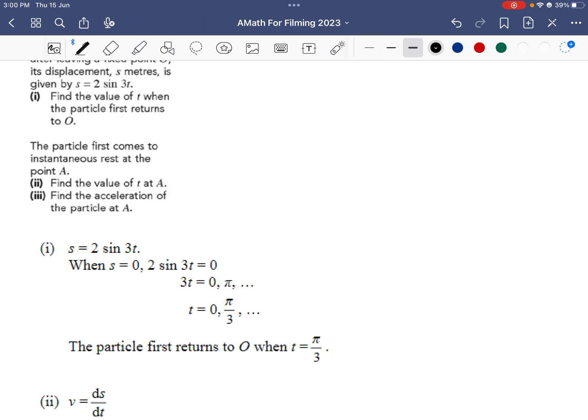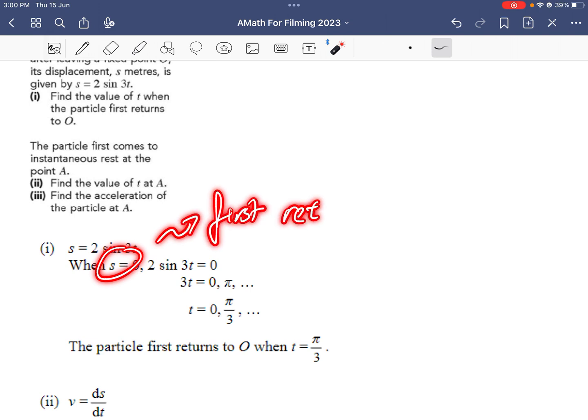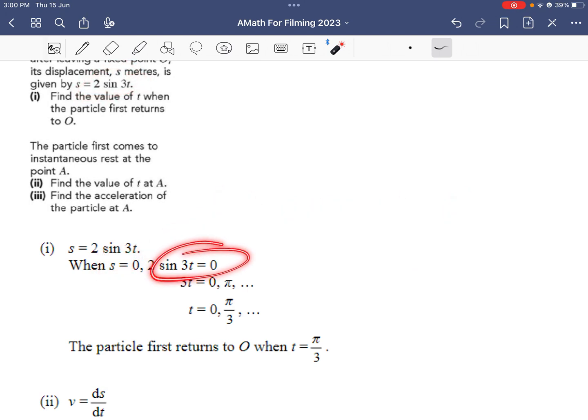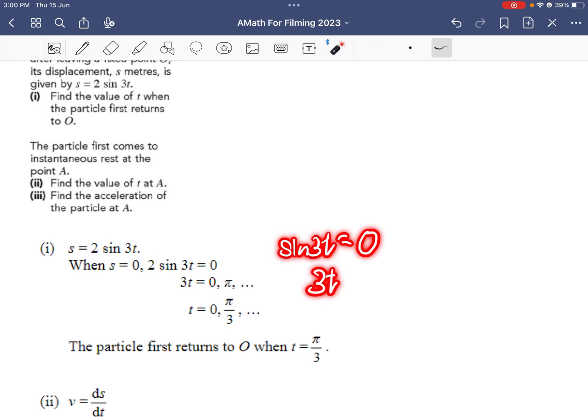First returns to O. First returns to O means that displacement is 0. So this portion here is the first return to O. At O, the displacement is 0. So if we solve 2 sine 3t equals 0, sine 3t is equal to 0. Where is the sine function 0? At 0, at pi, at 2 pi, and so on. So you divide by 3, you get 0 and pi over 3.